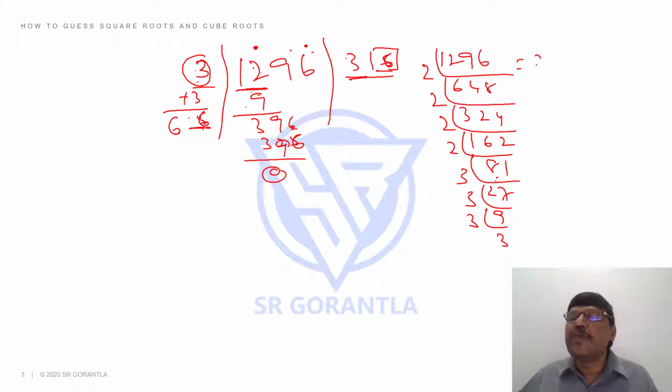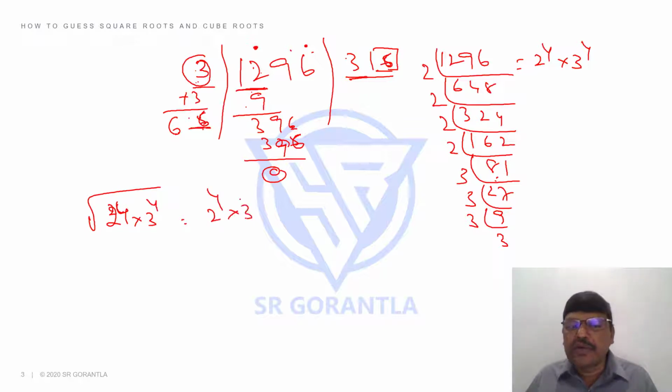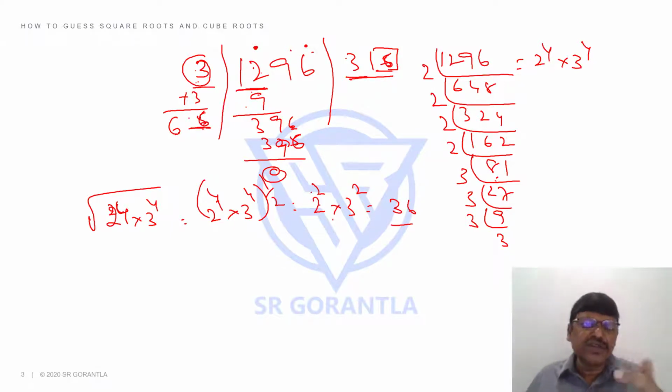So you can see it is 2 power 4 into 3 power 4. When I want the square root of 2 power 4 and 3 power 4, square root means whole power 1 by 2. So it will be 2 square into 3 square, because 4 into 1 by 2 is 2. So it will be 4 into 9, which is 36. This is the factorization approach. These are the two different approaches you might have learnt in your school days.